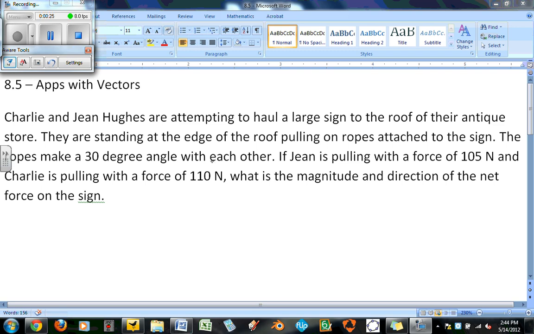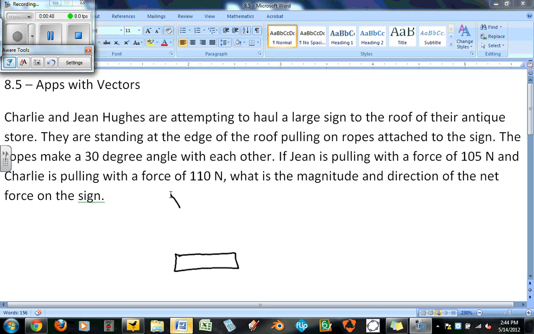The ropes make a 30-degree angle with each other. If Gene is pulling with a force of 105 newtons and Charlie is pulling with a force of 110 newtons, what is the magnitude and direction of the net force of the sign? So a lot of times in situations like this, I like to draw a picture. So here's our sign, okay?